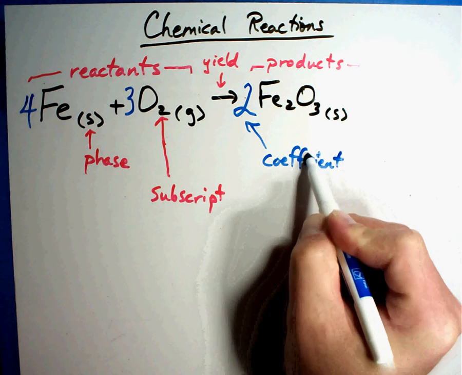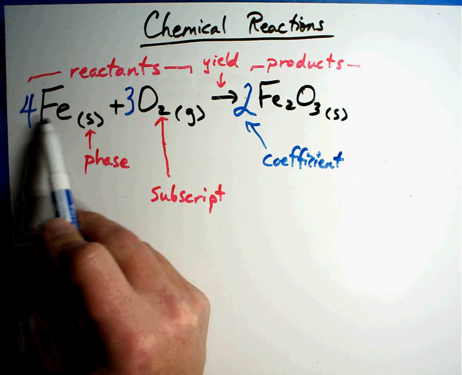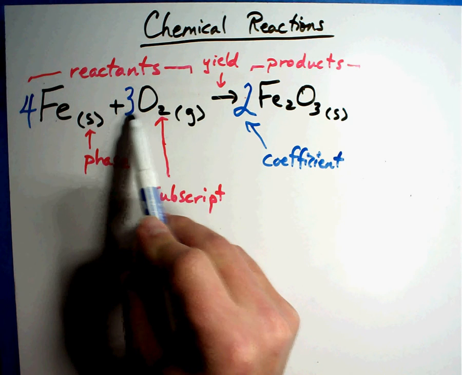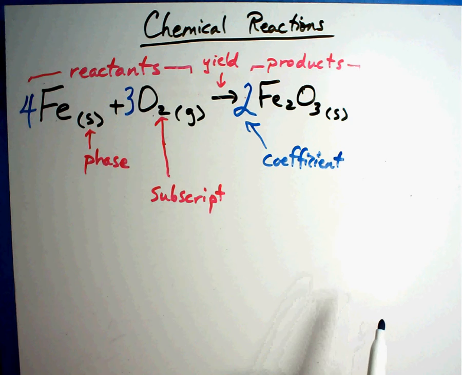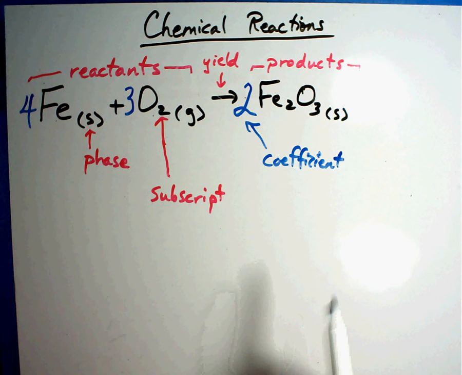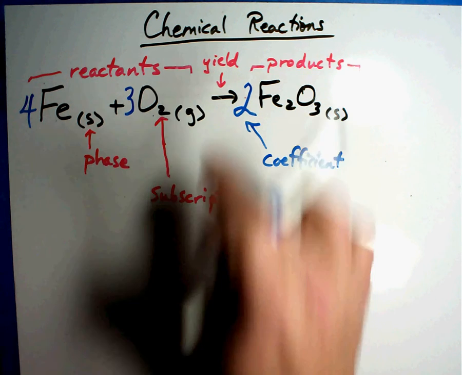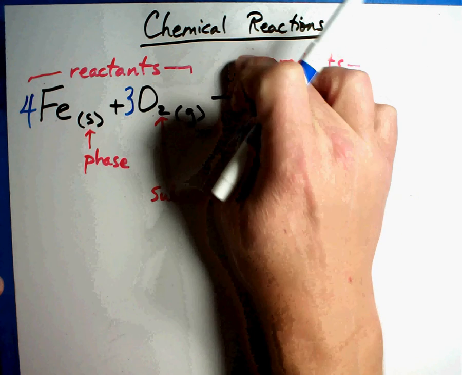And all a coefficient really is, it tells me how many. So in this case, it takes 4 of these with 3 of these to make 2 of those. We'll see that more here in a minute, but that's what it is. Okay, so we have coefficients. We have subscripts, phase.